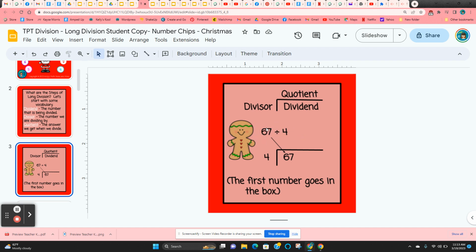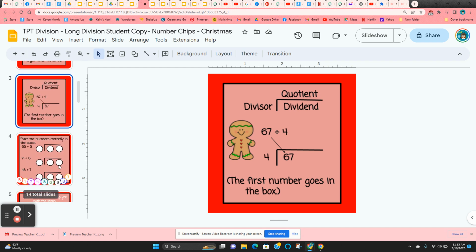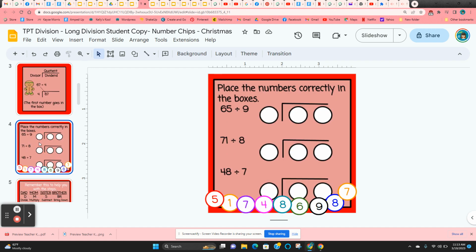The 67, or that first number, is going to go in the box. The 4 will go outside the box. So the next slide is pretty simple. The students are going to be moving these number chips. They have every number that they need for the entire slide.